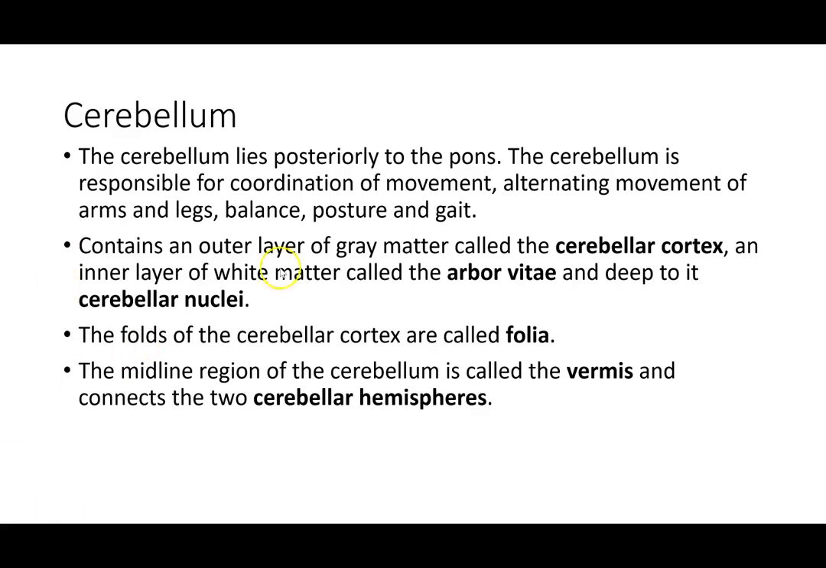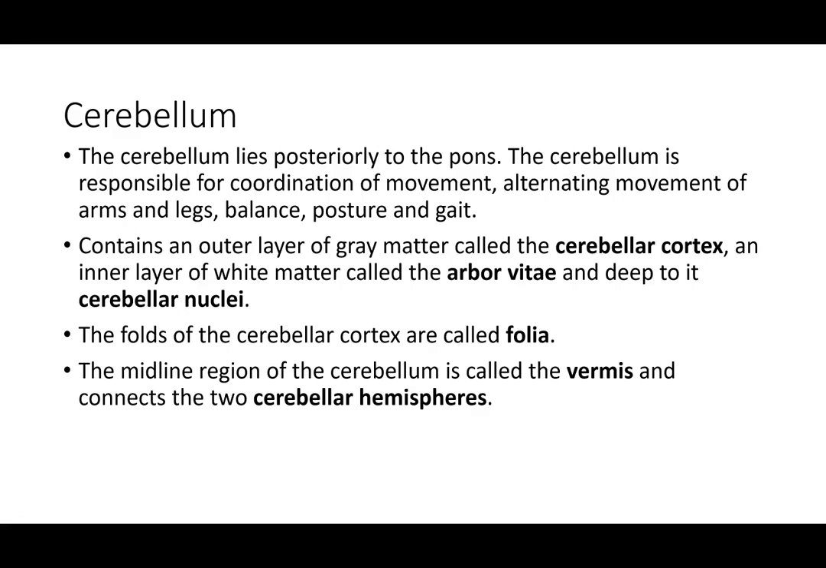It's going to have this outer layer of gray matter, which is the cerebellar cortex, and then an inner layer of white matter, in this case called the arbor vitae. This is deep to those cerebellar nuclei. All right, so we've mentioned some of these already, but for lab, the main thing that you're going to need to recognize here is what is the cerebellum on the brain. So not too bad. You don't need to know any of these other parts of the cerebellum.